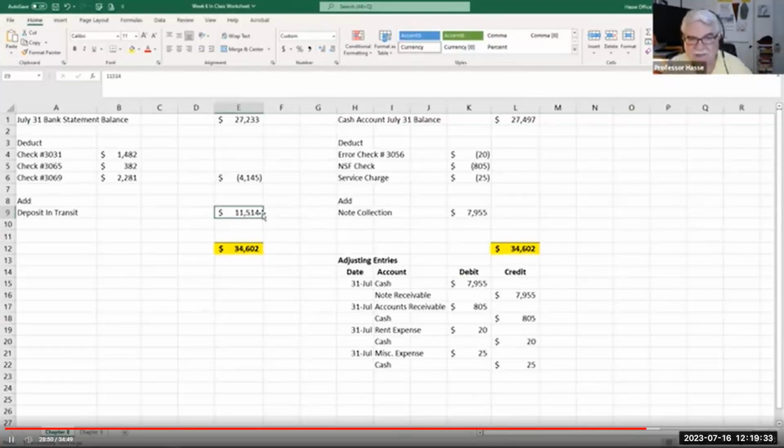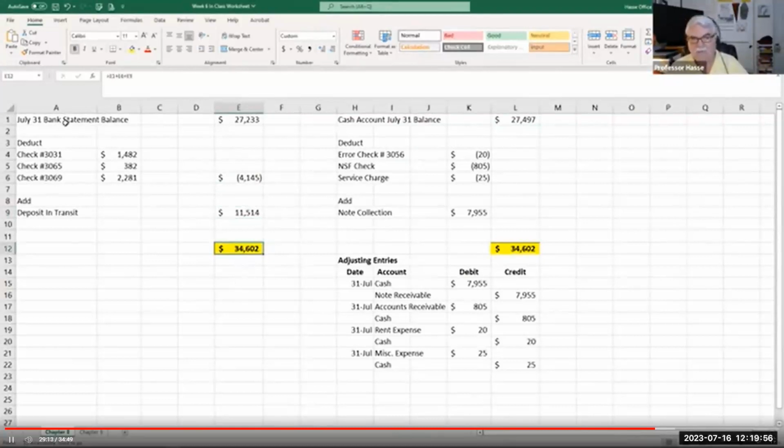So since this $11,514 was included in this balance, I have to add it back in as a reconciliation item to my bank balance. I subtract out outstanding checks. I add in an outstanding deposit. There's my reconciliation balance of $34,602.